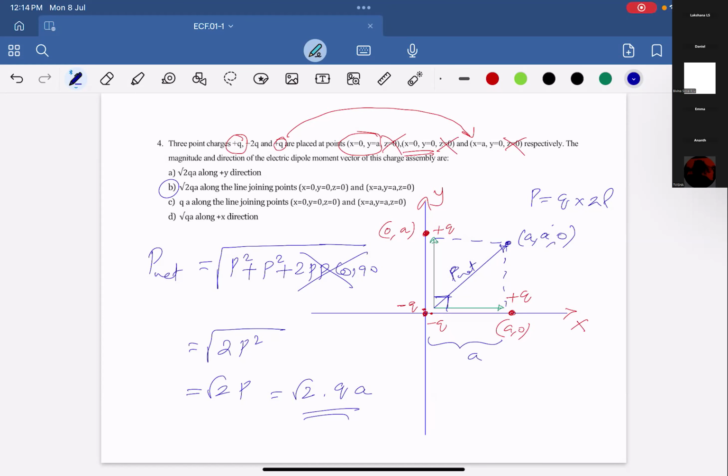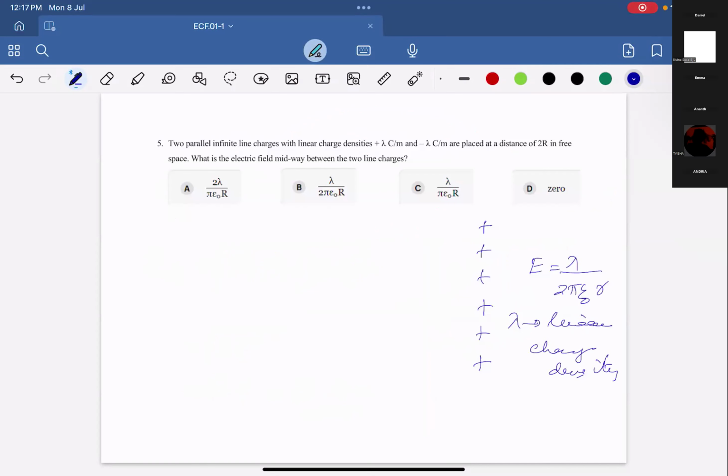All of you got this? So let us move to the next question. Two parallel infinite line charges. Read the question, please. Two parallel infinite line charges with the densities plus lambda coulomb per meter and minus lambda coulomb per meter are placed at a distance of 2r in free space. What is the electric field midway between the two charges?